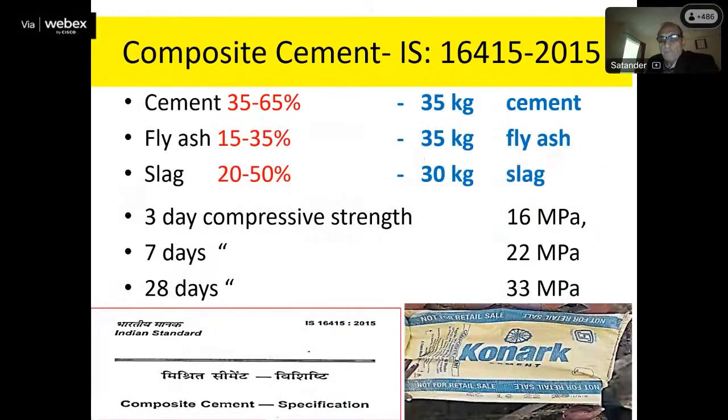Now, coming to the cement part, if you are working in a coastal area, then please use composite cement: 1 part cement, 1 part fly ash, 1 part slag.